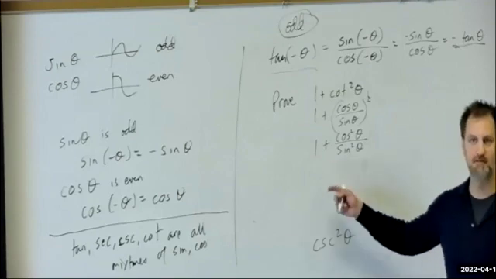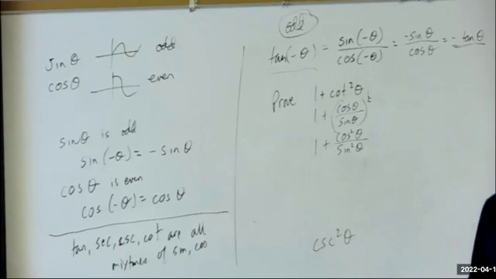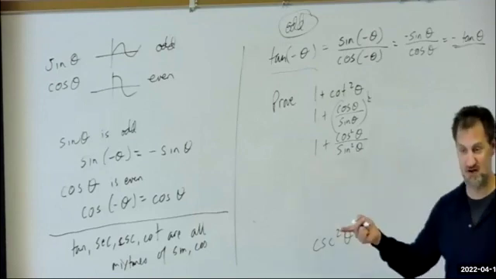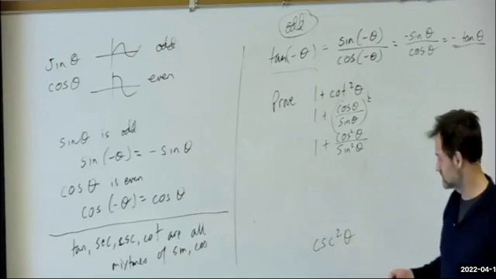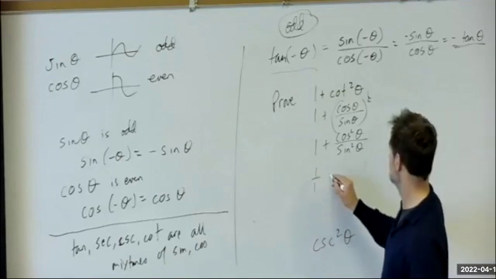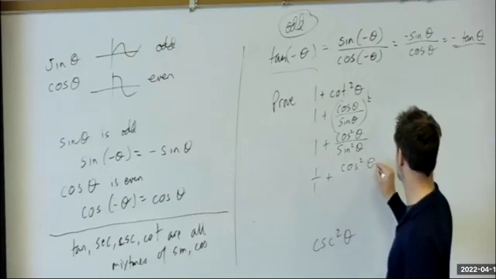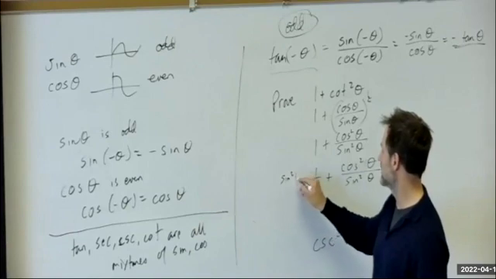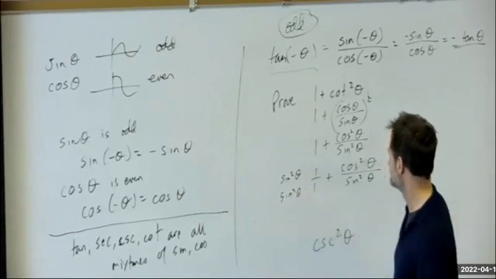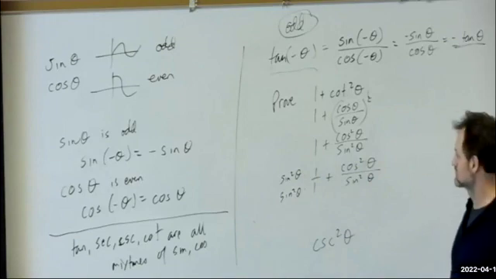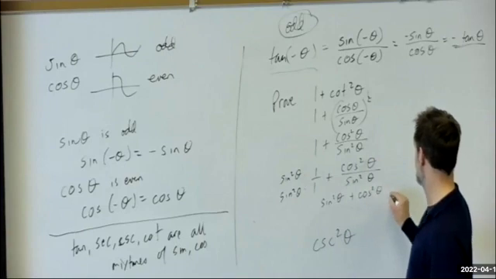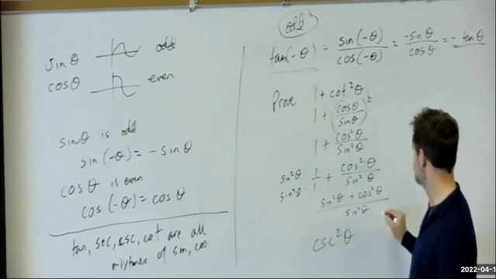Let's add these fractions together. How do we add fractions? Oh, this isn't a fraction, but I can make it a fraction, right? Can you make that sine squared over sine squared? Absolutely. And then have a common denominator. So multiply the top and the bottom by sine squared. Sine squared theta plus cosine squared theta over sine squared theta.